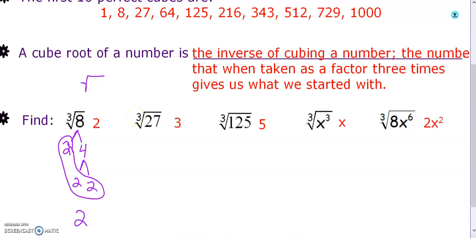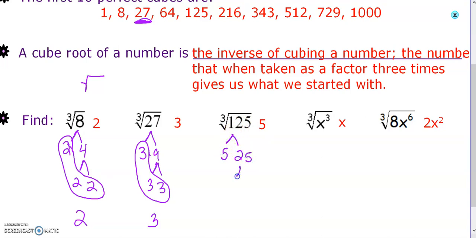The cube root of 27. Well, if I looked up at my cube roots, I know it's a perfect cube. I can go ahead and simplify that. If I'm not sure, I can say 3 times 9 and 3 times 3. Oh, here's my set of triplets. That's represented outside the radical. Again here, 5 times 25, 5 and 5. Here are my triplets. They get represented outside the radical.